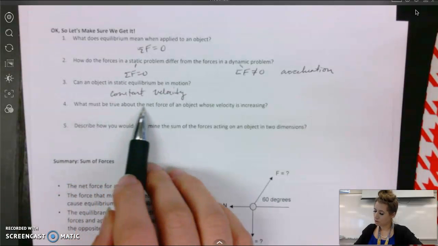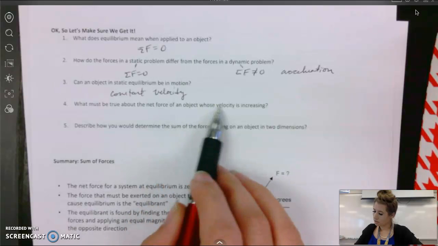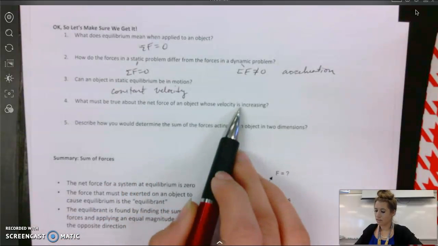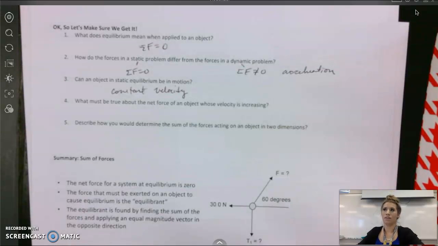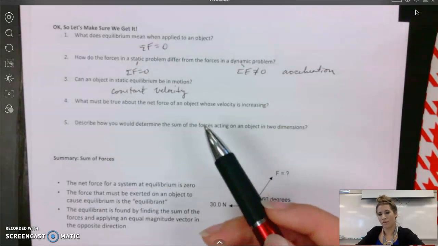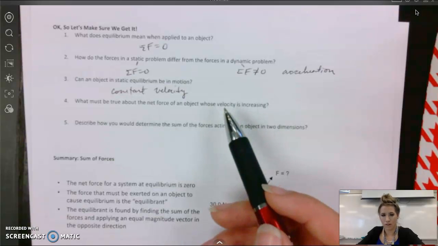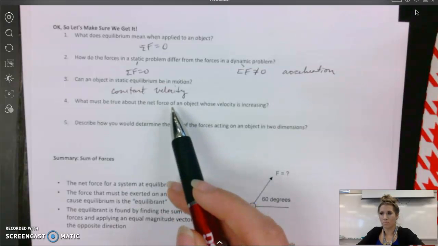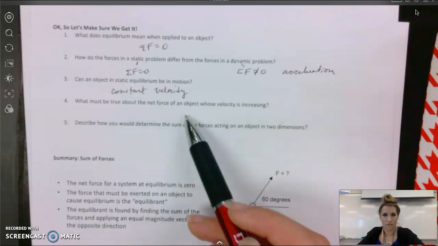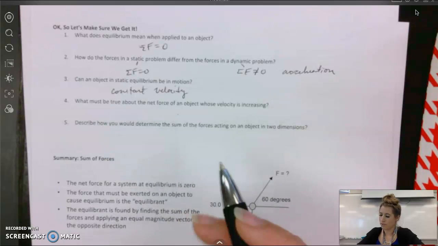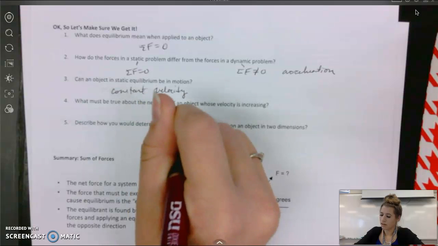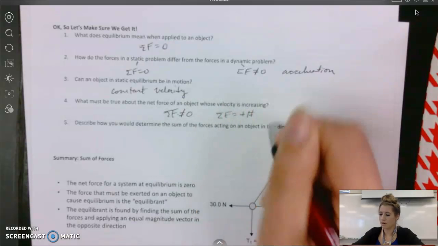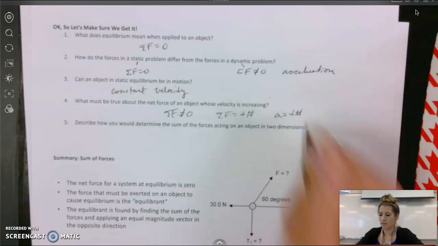What must be true about the net force of an object whose velocity is increasing? So if we have an increase in velocity over time, that would mean that we have a positive acceleration. So what's true about the net force? Well, the net force isn't going to be 0, and it's going to be some positive force. Okay, so the net force is not going to equal 0, but the net force is going to be some positive number because the acceleration is some positive number.